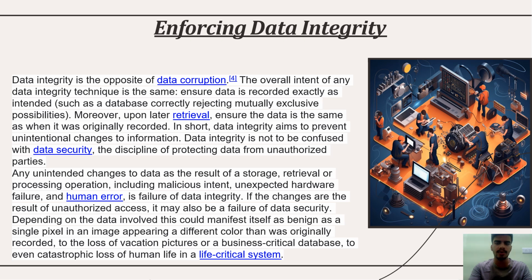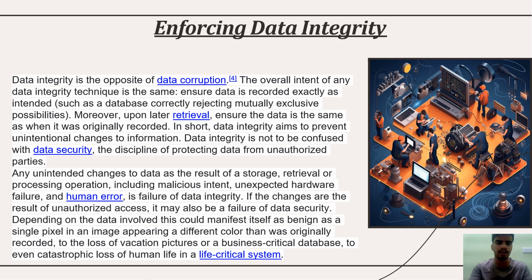Data integrity is not to be confused with data security, the discipline of protecting data from unauthorized parties. An unintended change to data as the result of a storage, retrieval, or processing operation, including malicious intent, unexpected hardware failure, and human errors, is a failure of data integrity. If the change is the result of an unauthorized access, it may also be a failure of data security.